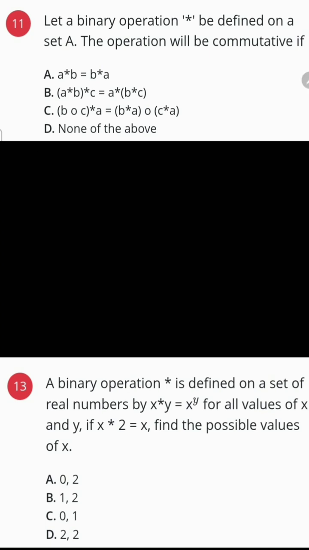Now this question 11 is just too simple. They say let the binary operation asterisk be defined on a set A. The operation will be commutative if... so basically they are asking us what is the condition for us to have the commutative property. Now see, I'm going to help you out with this.